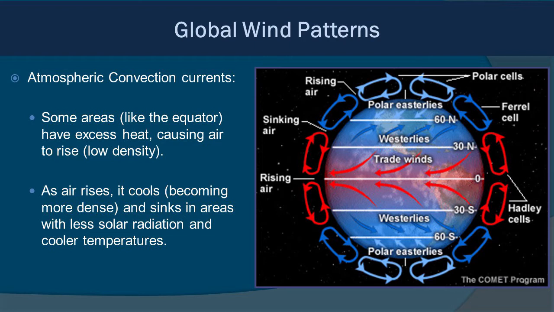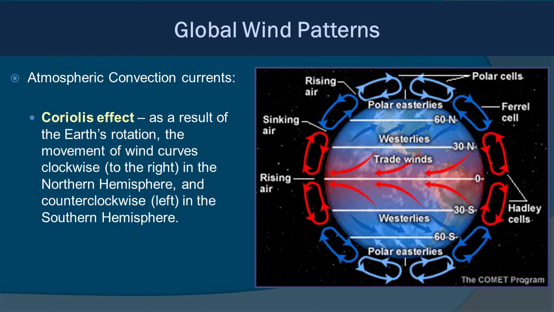In between, you have wind, which goes from that dense high pressure at 30 degrees to low pressure at the equator at 0 degrees latitude. Now, wind does not just go straight from 30 degrees to 0 in a straight line, and it can't do that because the Earth spins. We have something called the Coriolis Effect. And as a result of the Earth's rotation, the movement of wind curves clockwise or to the right in the northern hemisphere and counterclockwise or to the left in the southern hemisphere.